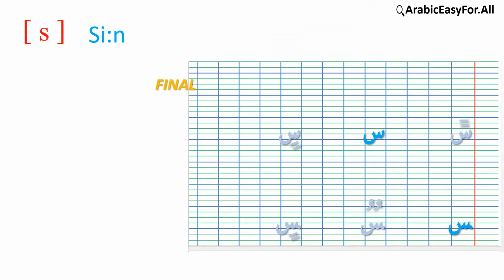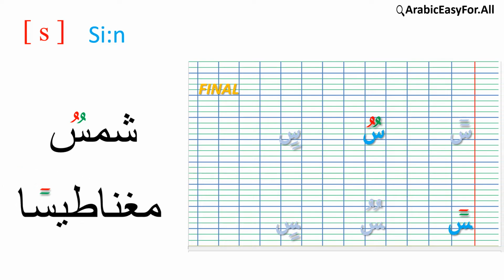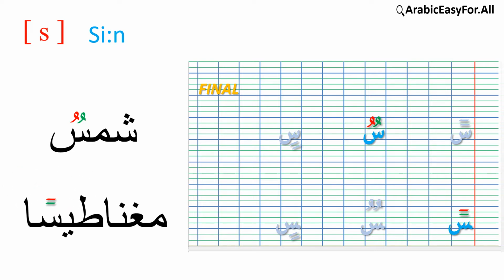In its final word position, doubled dhamma on sin is pronounced sun, like in the example shamsun, which means sun. Doubled fatha on sin resorts to the sound sun, like in the example مغناطيساً, which means magnet.